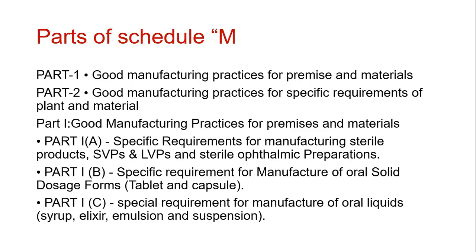In Part 1A, specific requirements for manufacturing sterile products, SVP, LVP, and sterile ophthalmic preparations. In Part 1B, specific requirements for manufacturing oral solid dosage forms like tablets and capsules. In Part 1C, oral liquids like syrup, elixir, emulsion, and suspensions.